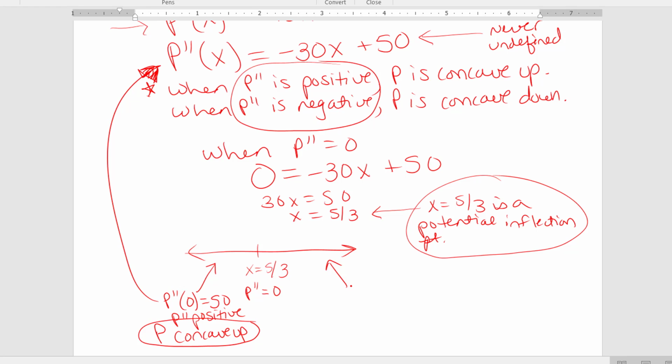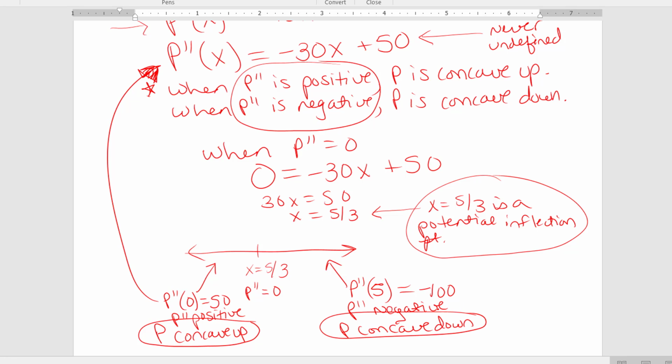I'm going to do it again on the right side of x equals 5/3. I'm going to evaluate p double prime at, we'll say, 5. Any number to the right of x equals 5/3 will do, but I picked x equals 5. When I plug 5 into p double prime, I get negative 100. So anywhere to the right of 5/3, p double prime will be negative, which means anywhere to the right of 5/3, p will be concave down.